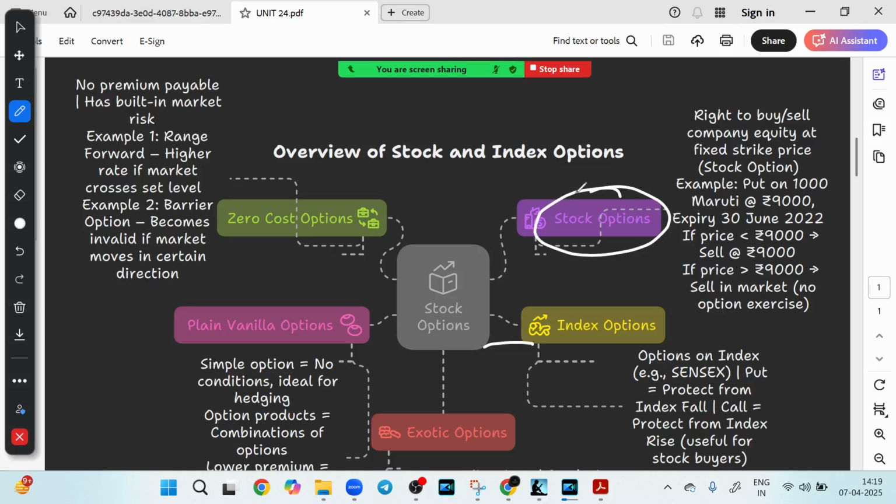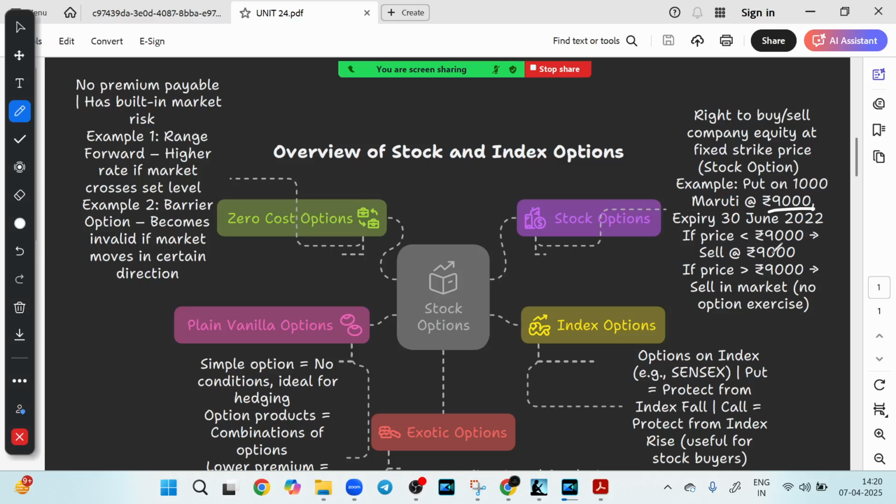For example, suppose you hold a put option on 1,000 shares of Maruti at 9,000 rupees, expiring on 30 June 2022. Suppose the price falls below 9,000. Then you exercise the option and sell at 9,000. And if the price exceeds 9,000, you simply sell in the open market, right? No option exercise. It is quite simple, because put means what? Selling.